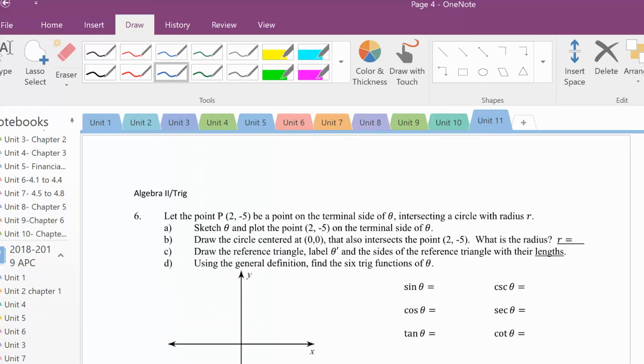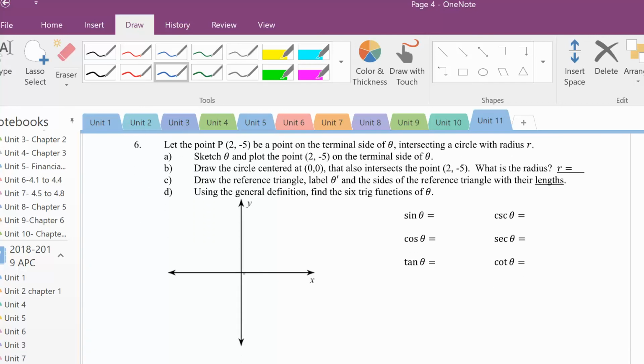So if you look at number 6, it says the point is (2, -5). So now it's here. Actually, sorry, (2, -5) is in the 4th quadrant. It's here. So theta is all the way around there, but this is your reference angle here with your reference triangle and your circle.